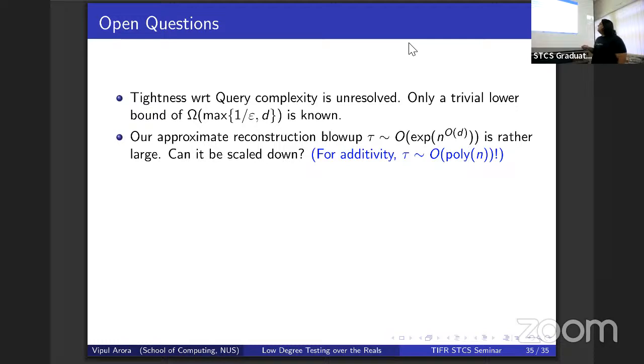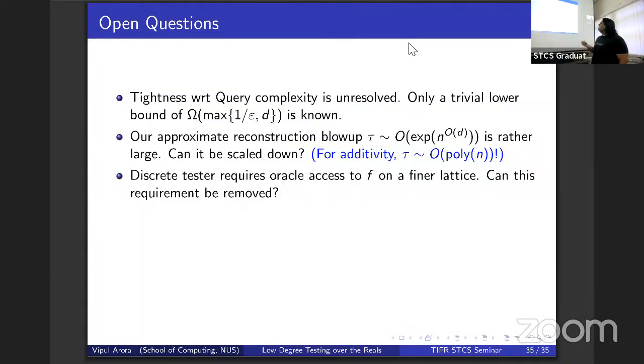This is another question. Specifically for D is equal to 1, for testing additivity, we were able to bring this down to only a polynomial in N. So if you substitute D is equal to 1 over here, you get tau is equal to exponential in N, but the final bound of polynomial in N was also shown.